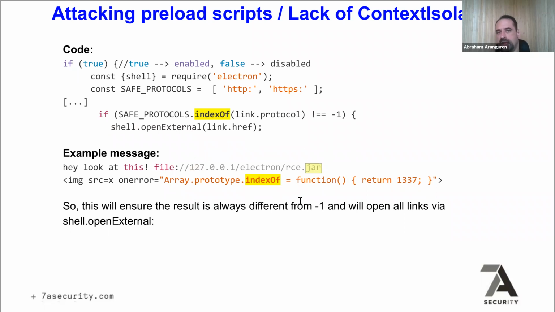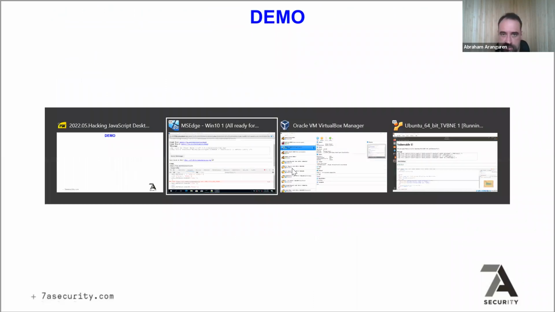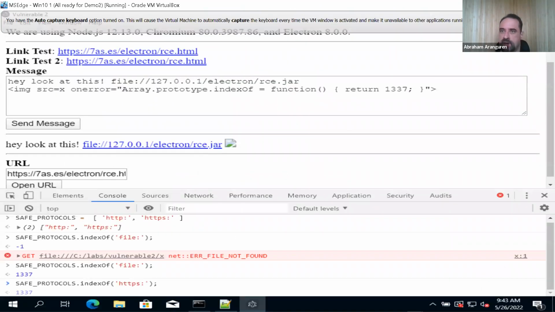So you can get cool remote code execution without warnings using this trick, and you can do it like this: img src, Array.prototype.indexOf function returns it. So this check that is trying to validate if the protocol is safe for this link will be bypassed, right? So yeah, I'll just show it in the demo. I think it will make more sense. Just do it.